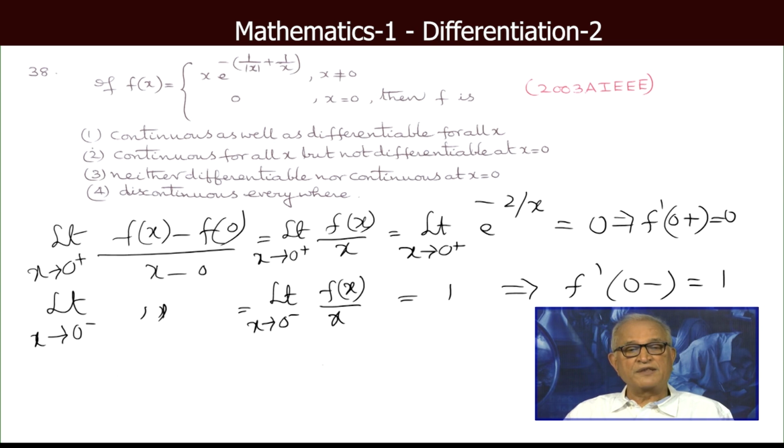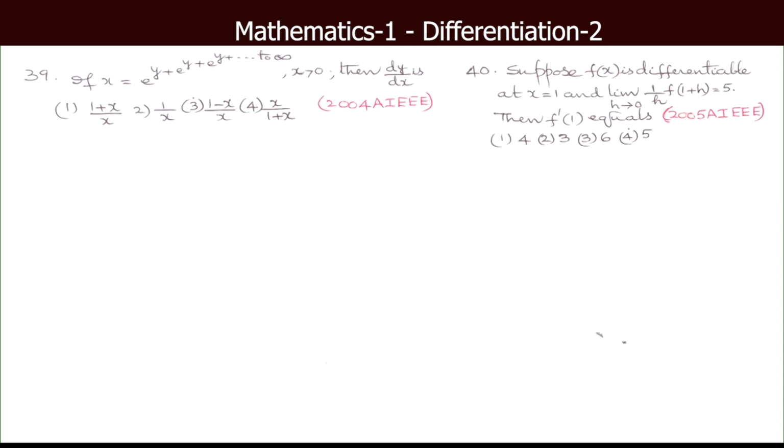So, right hand derivative is 0 and left hand derivative is 1. So, both one-sided derivatives exist, but they are different. Therefore, f dash of 0 does not exist. F is not differentiable at x equal to 0, but continuous at x equal to 0. One need not care for the derivative at other points. It is clearly differentiable for all x. The bottleneck is only, the clear real bottleneck is only x equal to 0. So, continuous for all x, but not differentiable at x equal to 0 is the correct option 2, given in the 2003 EAPCET. Okay. Next, 39.